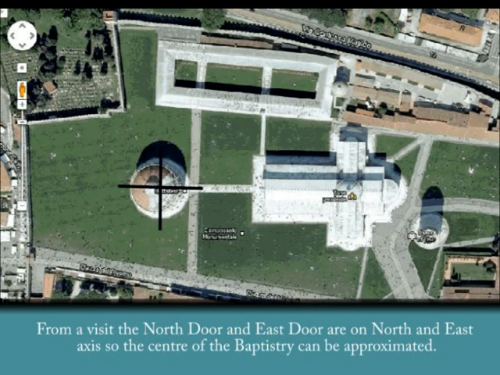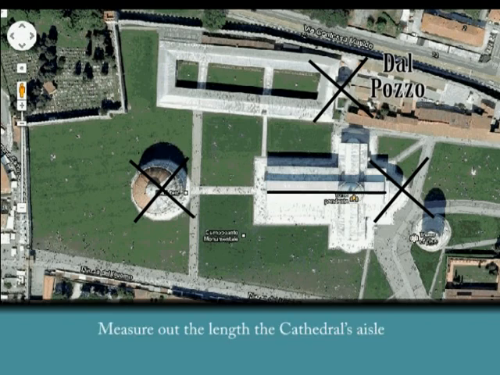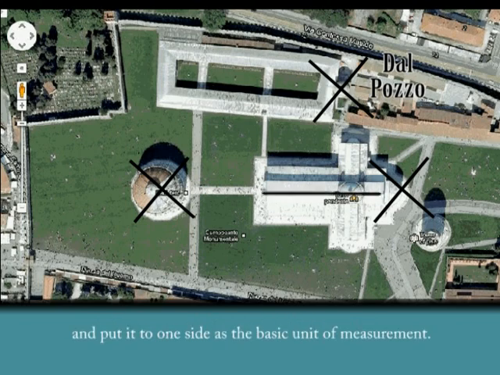From a previous visit, the north door and the east door are on the north and east axes, so the centre of the baptistry can be approximated. Having spent some time testing various options, select two other points. Measure out the length of the cathedral's aisle and put it to one side as the basic unit of measurement.